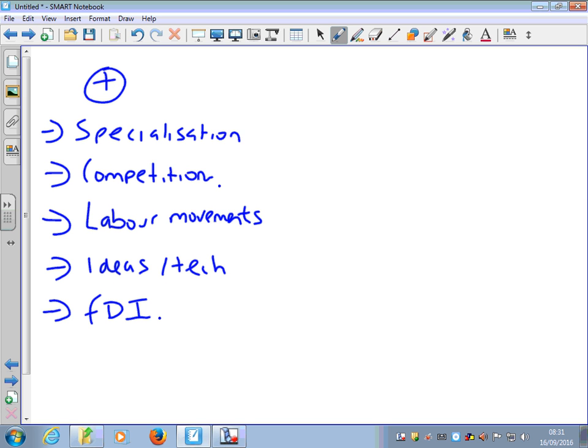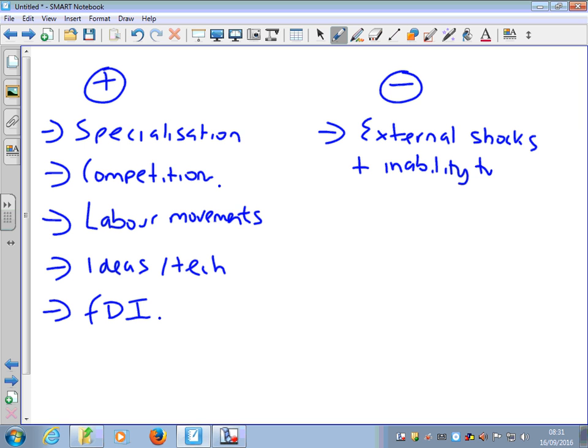So, let's stick with those being the main benefits. Let's now think about the drawbacks of globalisation. One big problem is increased vulnerability to external shocks. What this does, it creates an inability to manage your own economy.